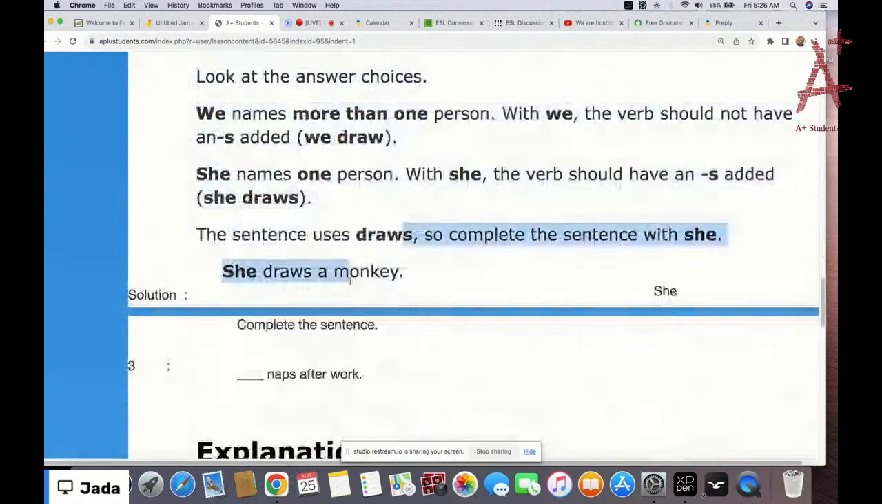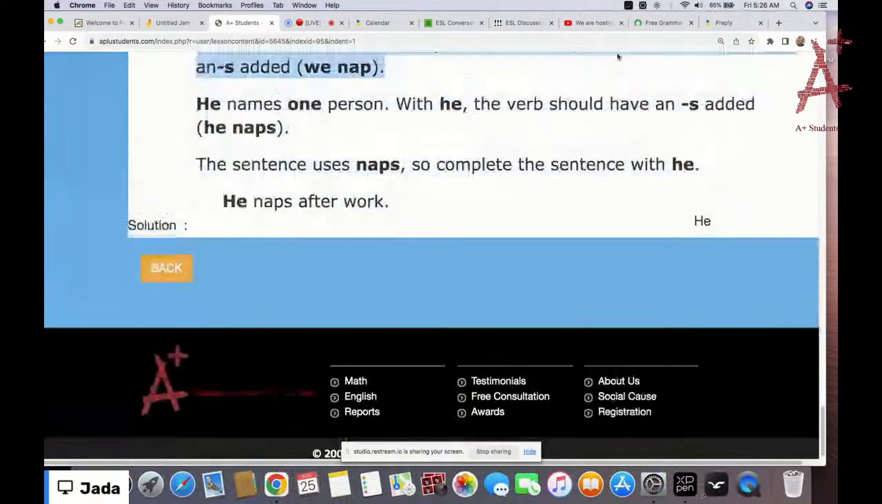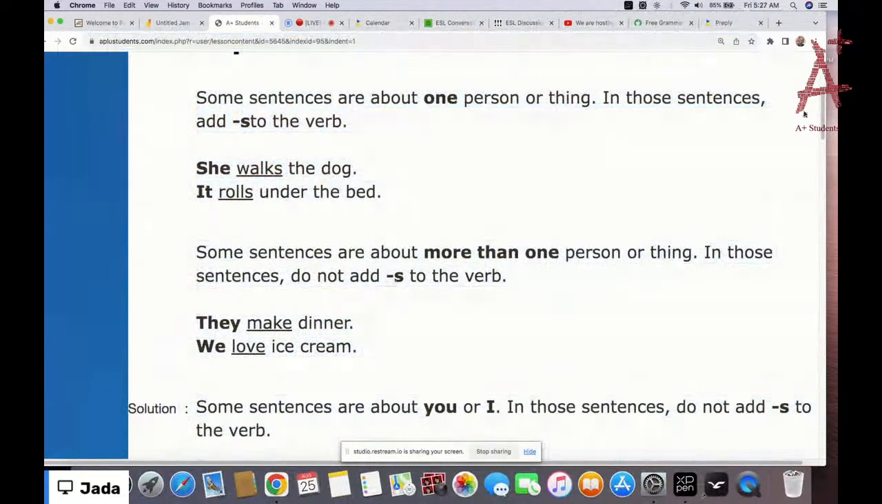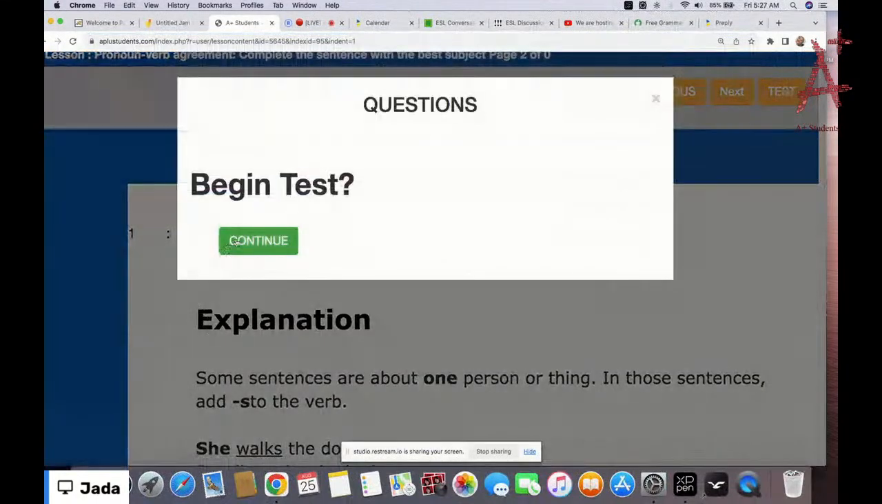So yeah. Dash naps after work. Naps is also the same thing. It has an s, so you need to talk about one person napping after work. Okay. So that's it, everybody. We'll move on to the test now and see.